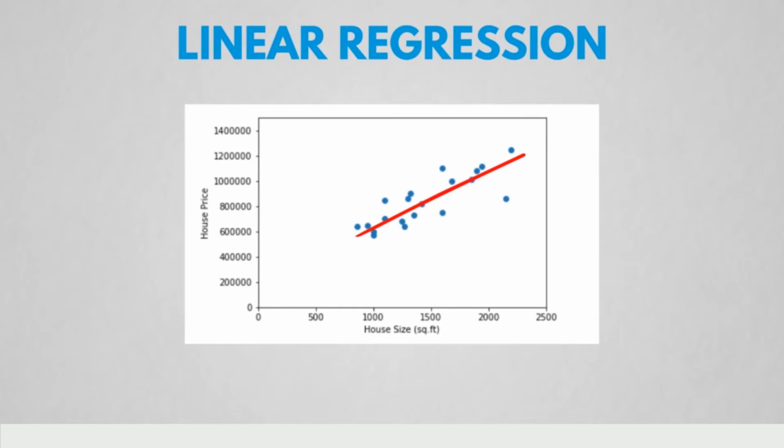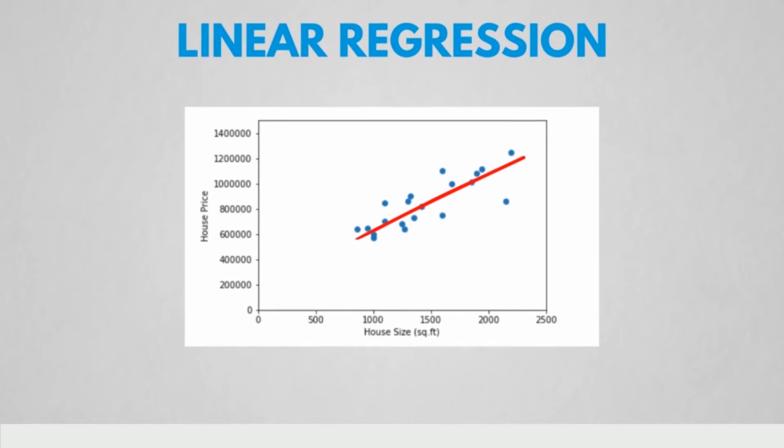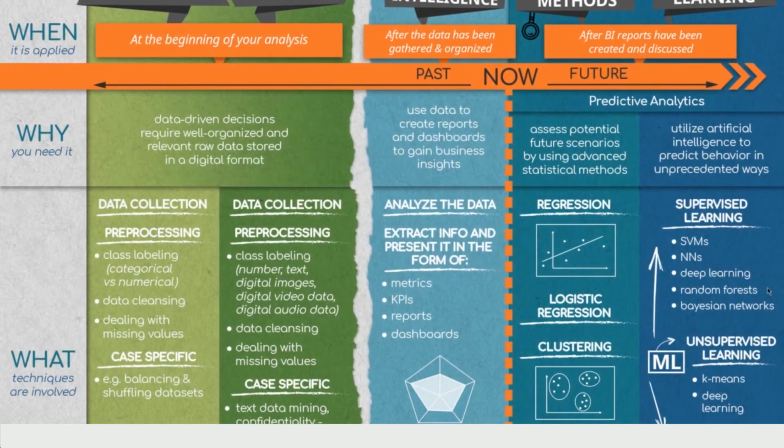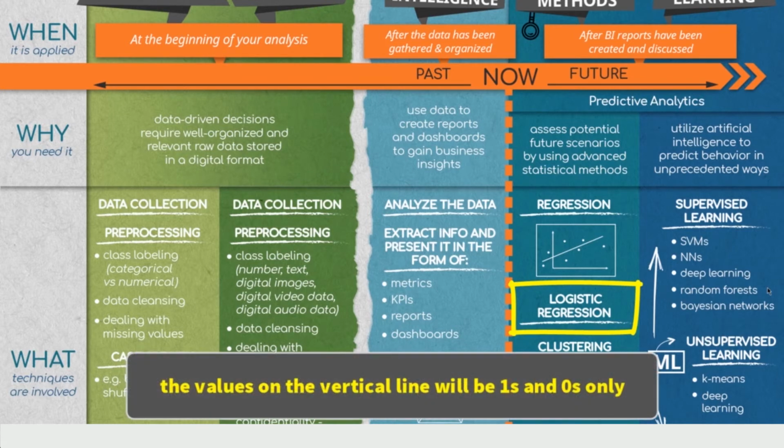Excellent! So, naturally, if there are linear regression models, there must be nonlinear ones as well. True? Correct. A logistic regression is a common example of a nonlinear model. In this case, unlike the house prices example, the values on the vertical line won't be arbitrary integers. They'll be ones or zeros only. Such a model is useful during a decision-making process.